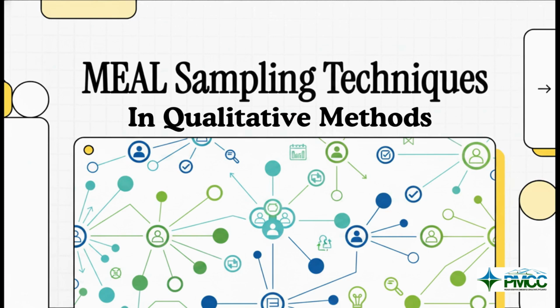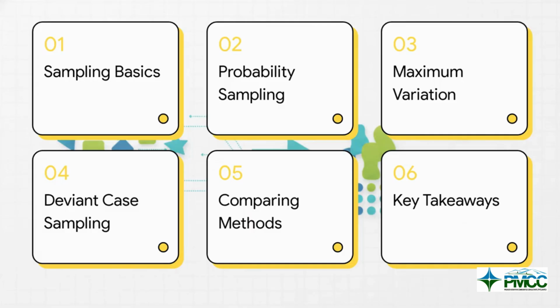Specifically, we'll be looking closely at maximum variation and deviant case sampling. These are incredibly powerful tools for field researchers, evaluators, and students who really need to understand the complex realities on the ground. Okay, let's dive into this.